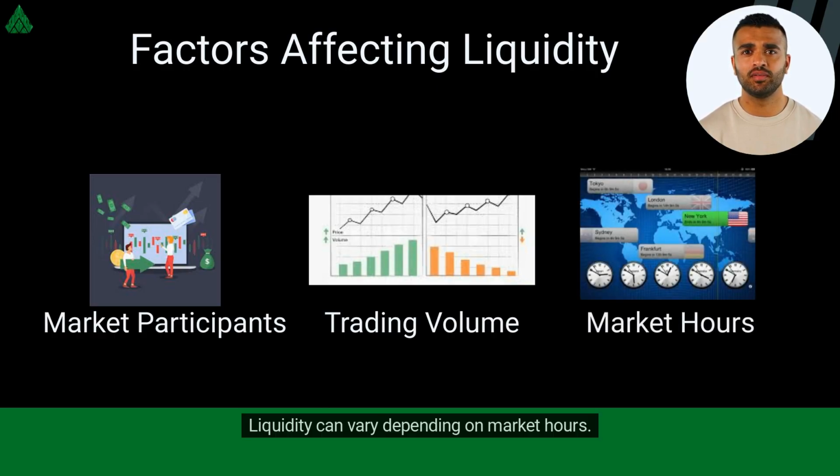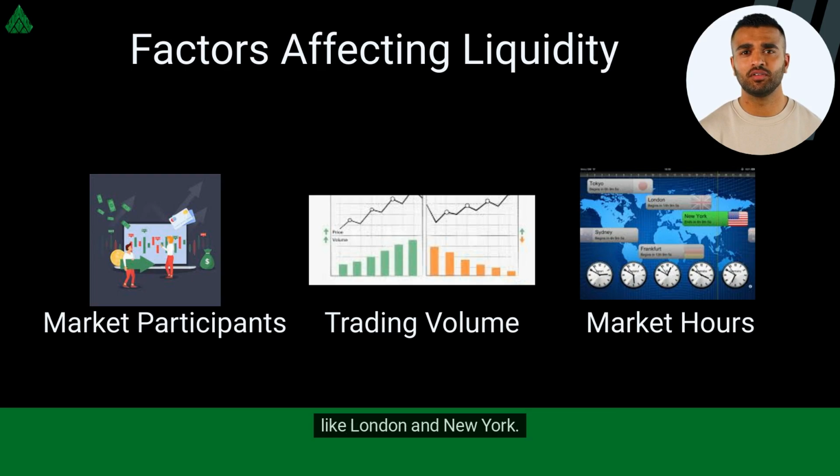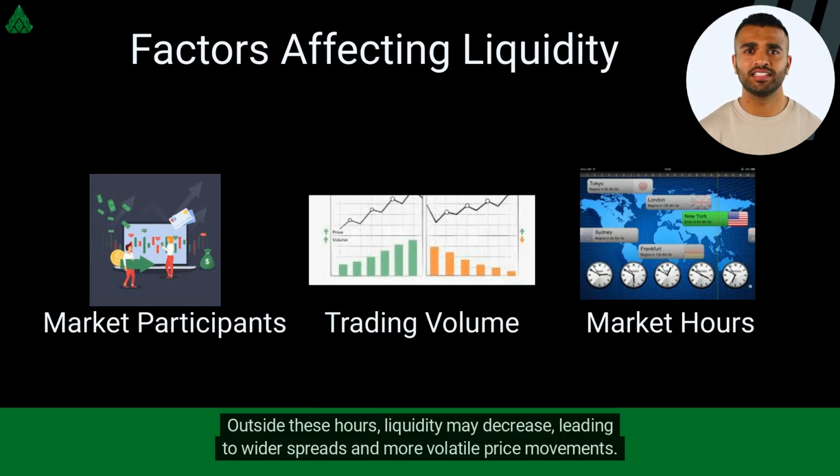Market hours. Liquidity can vary depending on market hours. For example, Forex markets are most liquid during overlapping trading sessions of major financial centers like London and New York. Outside these hours, liquidity may decrease, leading to wider spreads and more volatile price movements.